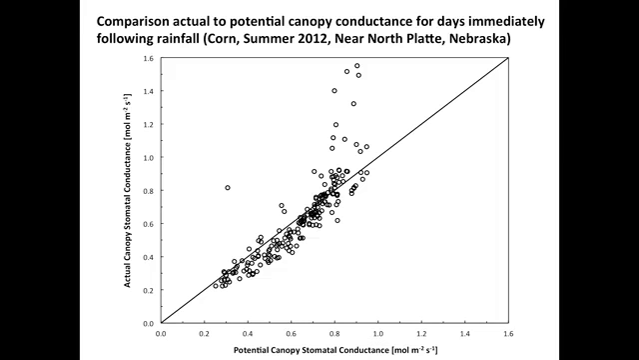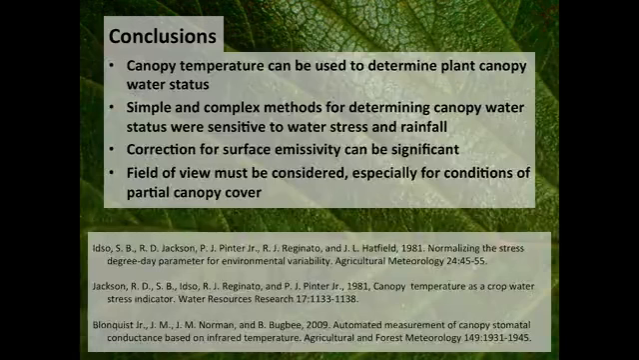The reason we're only showing data for days immediately following rainfall is we would expect the actual conductance to closely match the potential conductance under well-watered conditions. And indeed, that's what we find. The data match a one-to-one line relatively well. There are some outliers where the actual conductance is significantly higher than the potential conductance, and it's possible these are times when the canopy is wet. Unfortunately, we didn't have a wetness sensor to determine when the canopy was wet and when the canopy was dry.